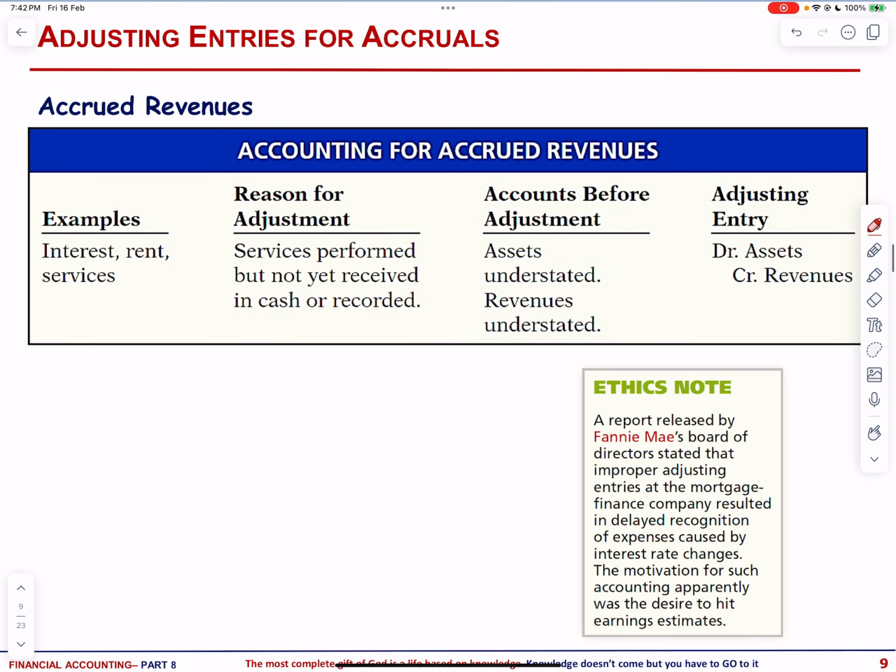So accrued revenues are accrued because of interest or rent or services. The reason for adjustment is that services are performed but not yet received in cash or we have not recorded them. So assets are understated and revenues are understated. So we have to increase the assets. Increase in asset is debit. We have to increase the revenue. Increase in revenue is credit.